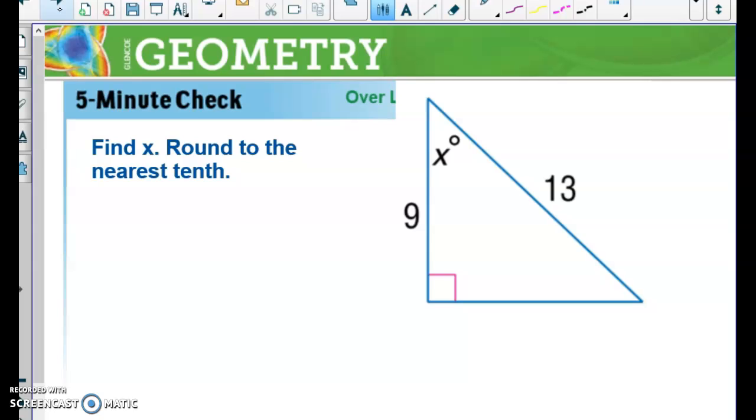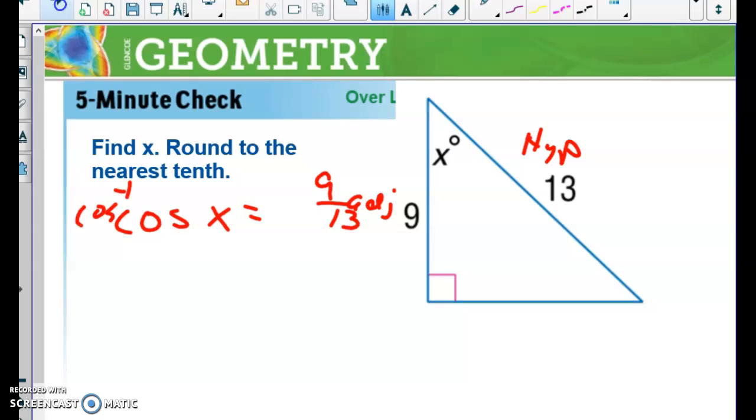Another review question. In this case, we're finding an angle, and we know that we use the inverse sine, inverse cosine, and inverse tangent when we're finding angles. We know this is the adjacent side to that angle, and this is the hypotenuse of the triangle. So I'm going to use the cosine of x is equal to that 9 over 13. And to find the angle, we have to use the inverse. And I get x equals the inverse cosine of 9 divided by 13, which is 46.2 degrees.